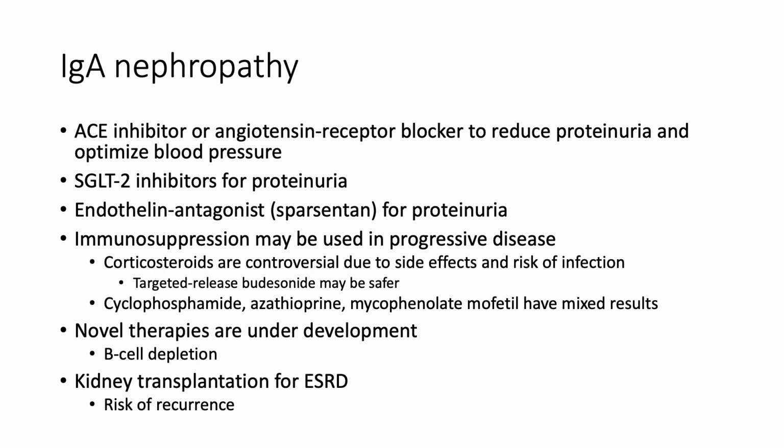But you may also use steroid-sparing drugs like cyclophosphamide, azathioprine, and mycophenolate mofetil, but those have had mixed results in clinical trials. There are novel therapies under development, including B-cell depleters like CD19 antibodies. And then if they do develop end-stage renal disease, they can get kidney transplantation. Unfortunately, with IgA nephropathy, there is a risk of recurrent disease in the donated kidney.